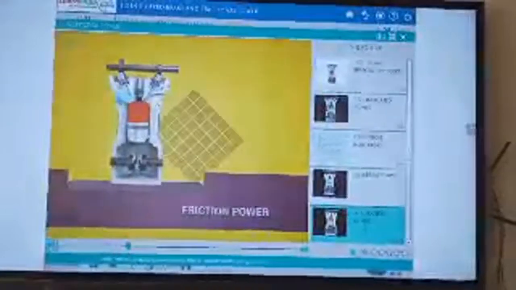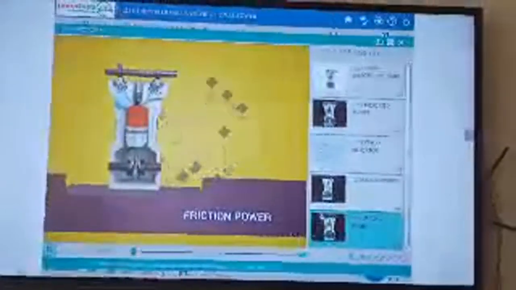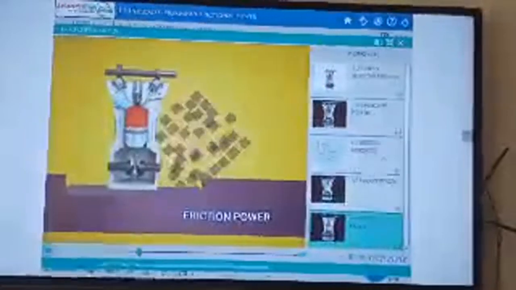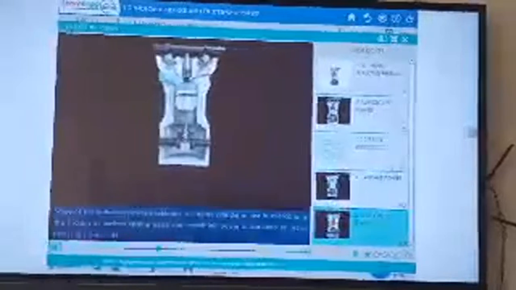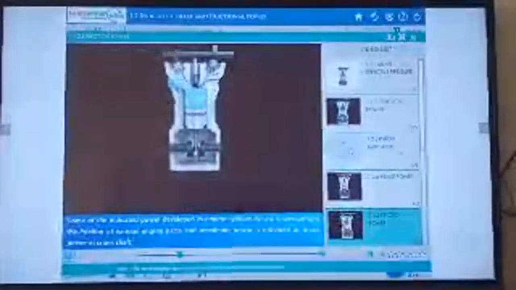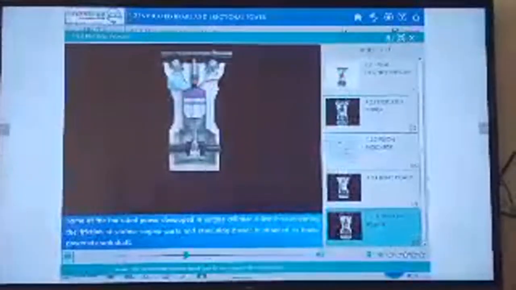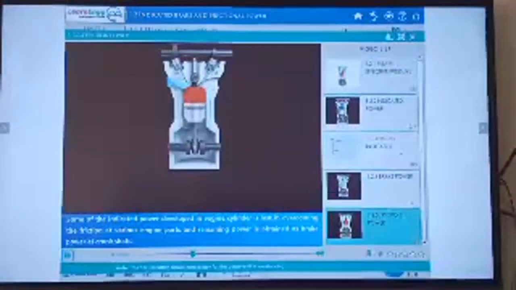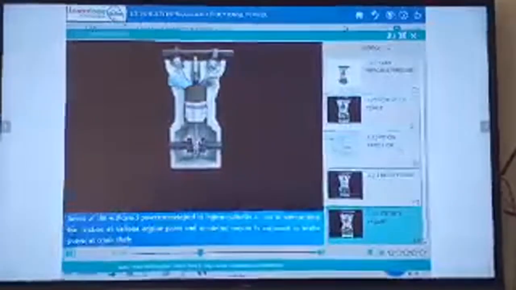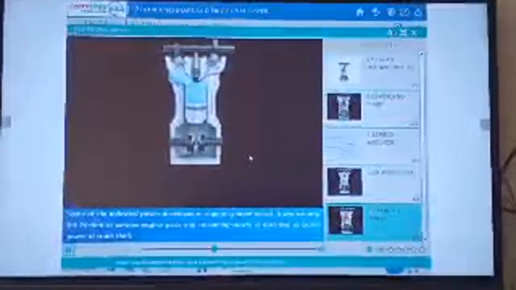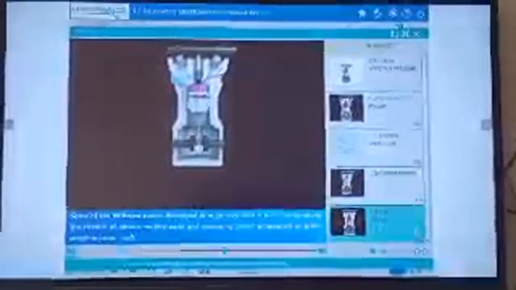Friction power. In this video, we will discuss the frictional power. Let us see the model of frictional power on engine. Some of the indicated power developed in the engine cylinder is lost in overcoming the friction at various engine parts, and the remaining power is obtained as brake power at the crankshaft. This type of power lost due to friction is defined as friction power.